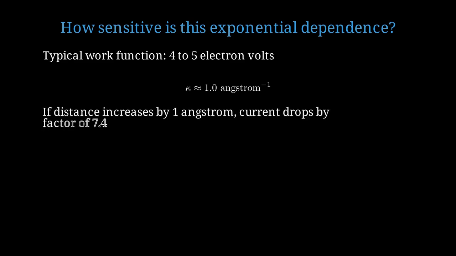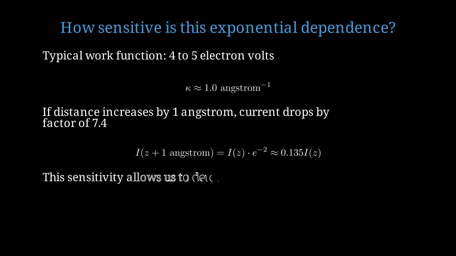If the distance z increases by just 1 angstrom, the current decreases by a factor of e to the power of 2, which is about 7.4. This is enormous sensitivity. The current at z plus 1 angstrom equals the current at z times e to the -2, which is about 0.135 times the original current. This exponential sensitivity means we can detect vertical changes as small as 0.01 angstroms, which is 1/100th of an atomic diameter. This is why scanning tunneling microscopy achieves atomic resolution.